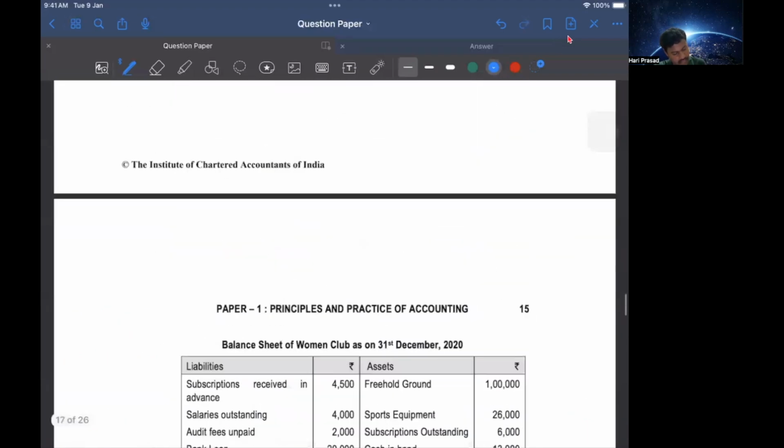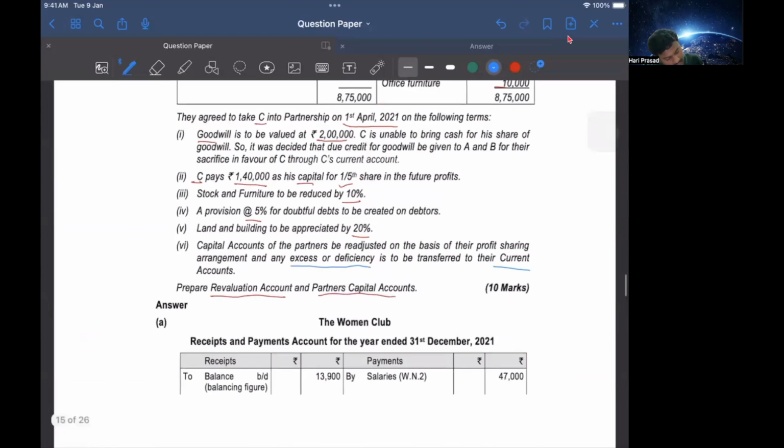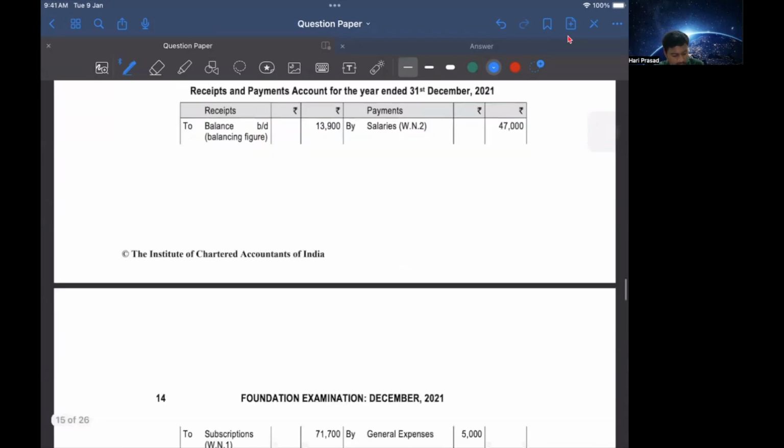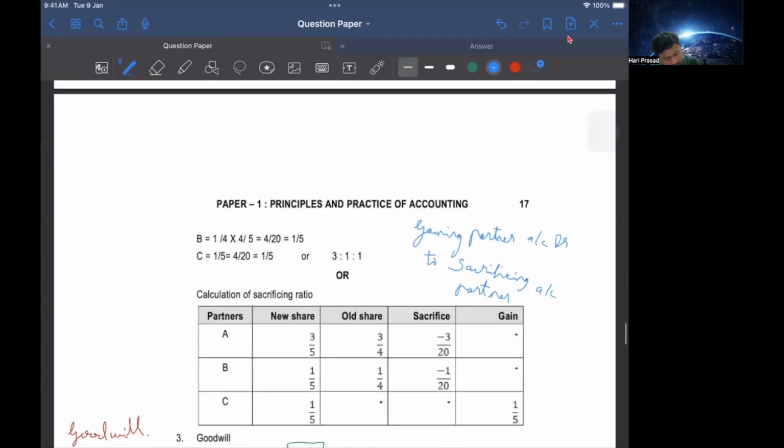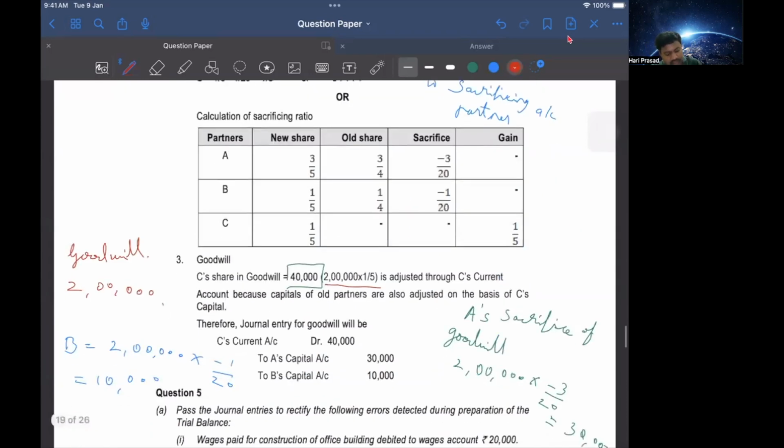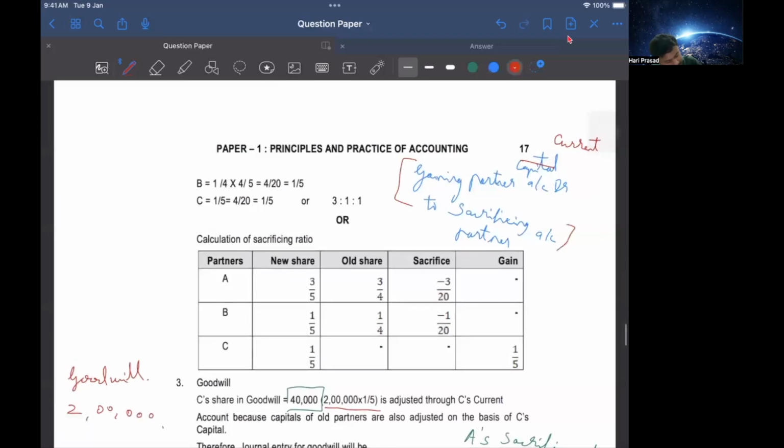In the question, it was decided that due credit for the goodwill be given to A and B for their sacrifice in favor of C through C's current account. Who is the gaining partner here? C. Instead of the gaining partner's capital account, that is C's capital account, we have to use C's current account. That is the journal entry here.